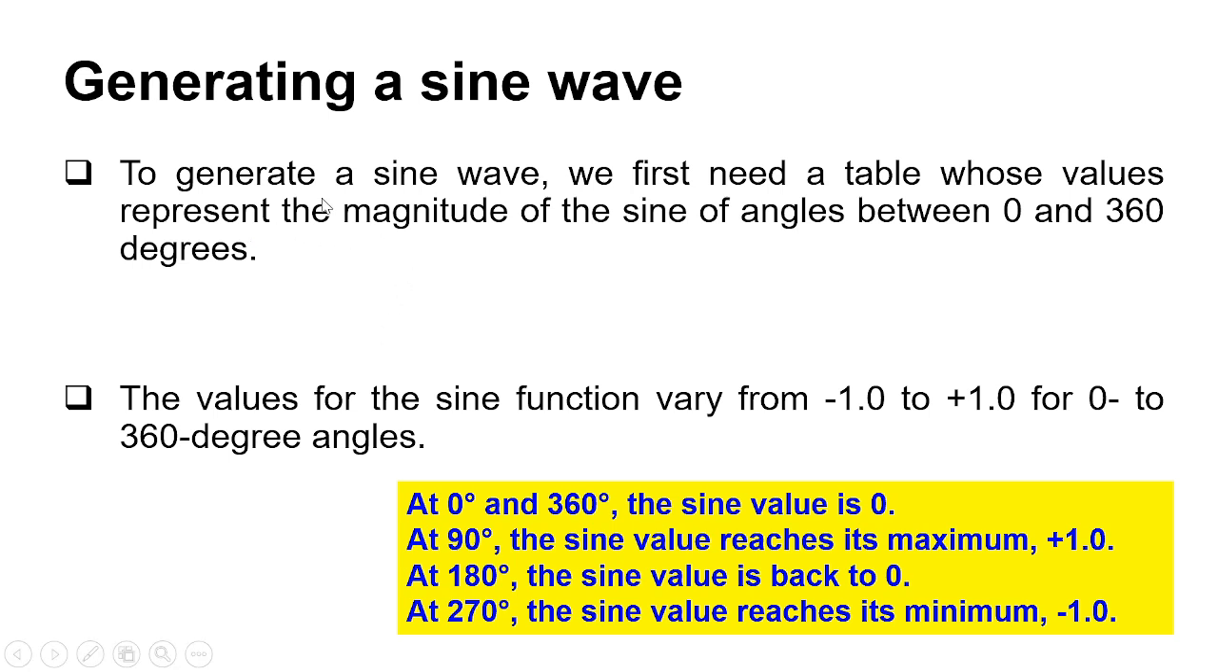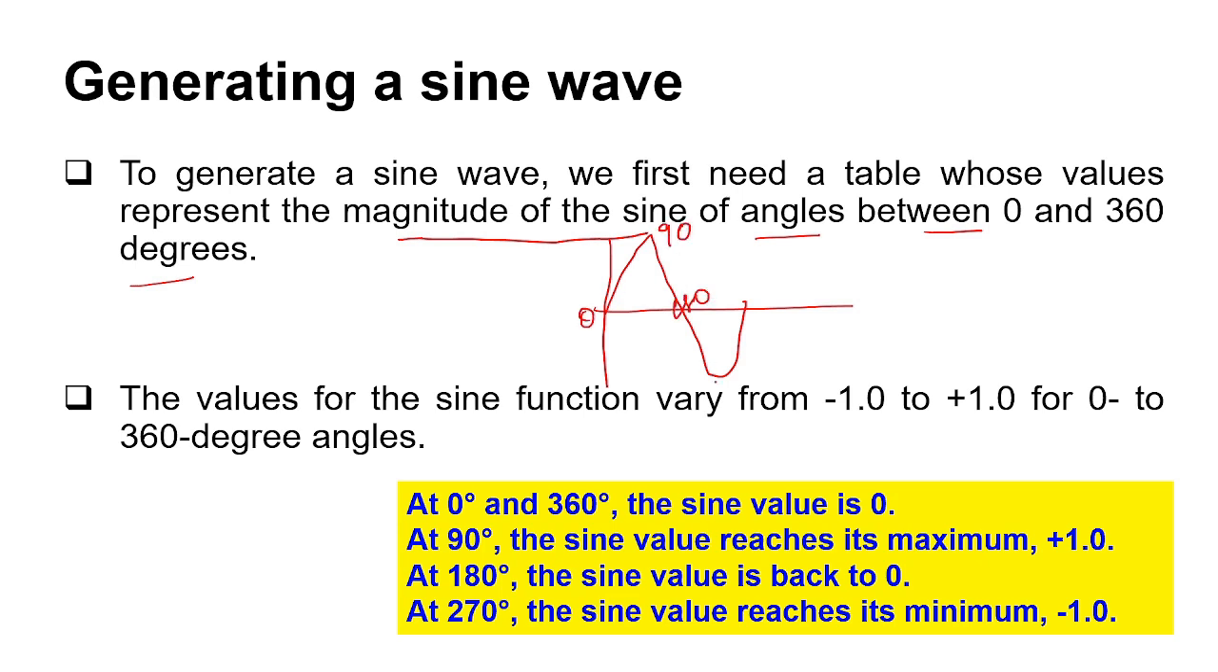Now, to generate the sine wave, we need to represent the magnitude of sine of angles between 0 to 360 degrees. This is your sine signal: 0, 90, 180, 270, 360. I need to know the magnitude of the sine of angles between 0 to 360. What is the maximum angle that you can decide? For example, in this program I took 30, then 60, 90, 120, 150, 180, and you can go up to 360.